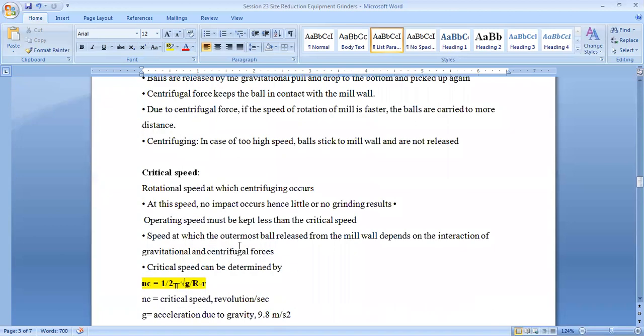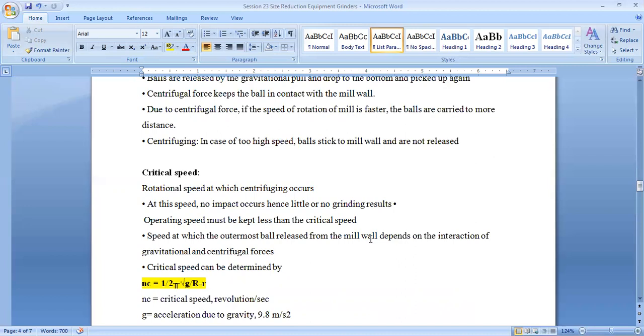Now there is an important aspect, that is the critical speed, the rotational speed at which centrifugation occurs. At this speed, no impact occurs and there is no grinding result. Operating speed must be less than this critical speed, which is the speed at which the balls are released from the mill wall and fall on the product, and grinding occurs. It depends on the interaction of gravitational and centrifugal force. And critical speed we can determine by this small equation.